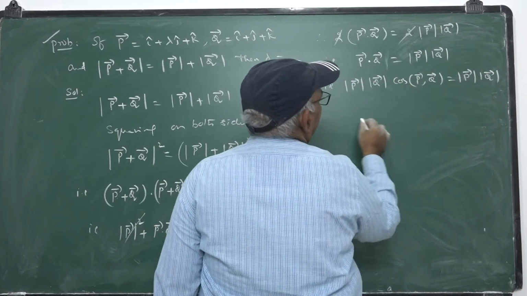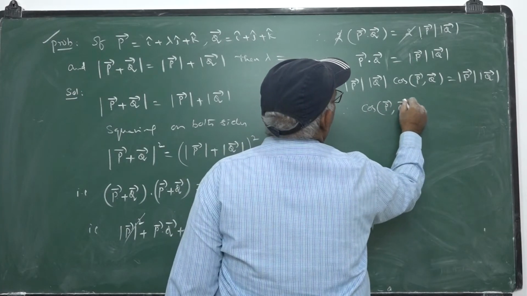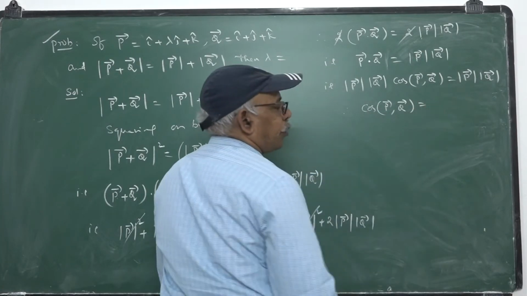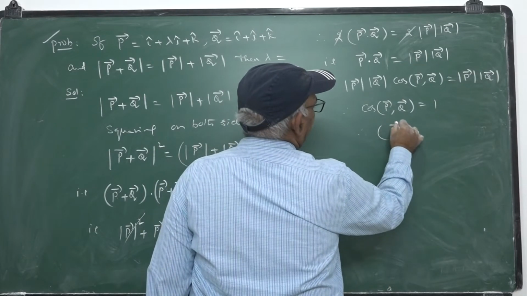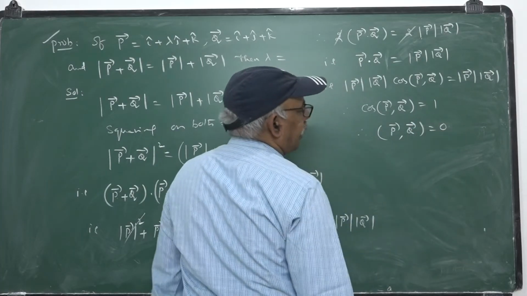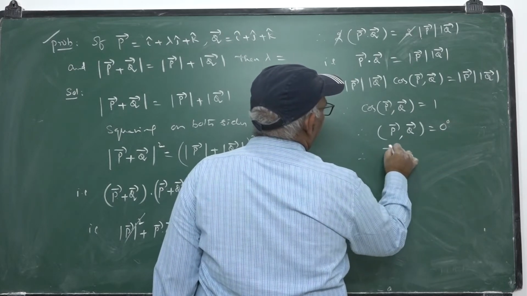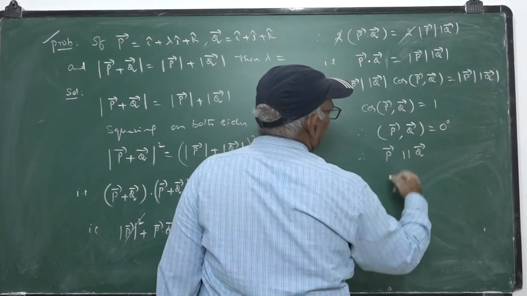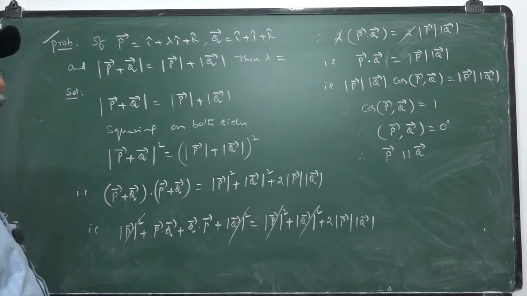Again you can remove mod P bar mod Q bar. So the cosine of the angle between P bar and Q bar is 1. Hence the angle between P bar and Q bar is 0 degrees. Therefore P bar is parallel to Q bar itself, or P bar and Q bar are like vectors. They are of the same direction and parallel. Both P bar and Q bar are parallel.